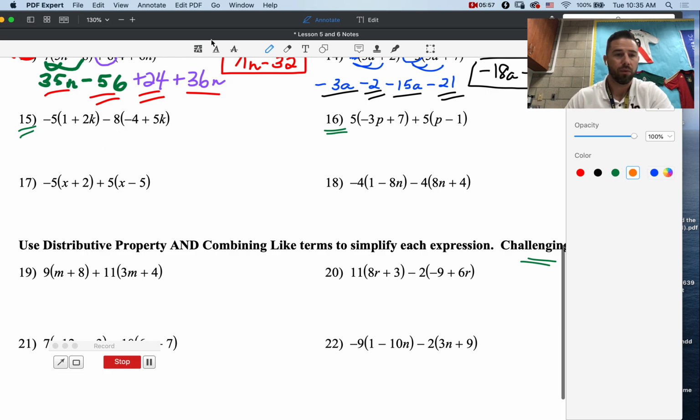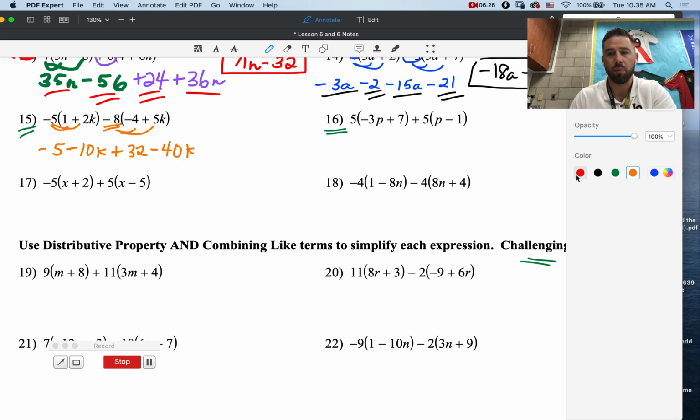All right, we're back. So let's do our distribute here. Distribute, distribute. Use this whole thing. It's a -8, distribute, distribute, right? So we have -5 times +2 is a -10, okay? -8 times -4 is a +32, and -8 times +5 is a -40, okay? So what we did is we distributed.